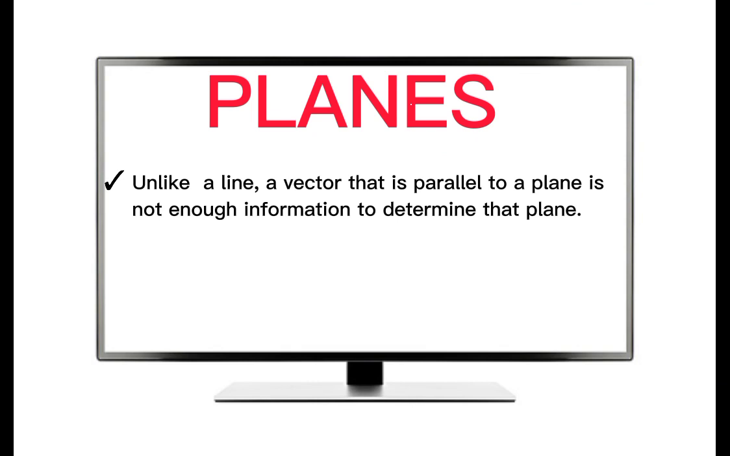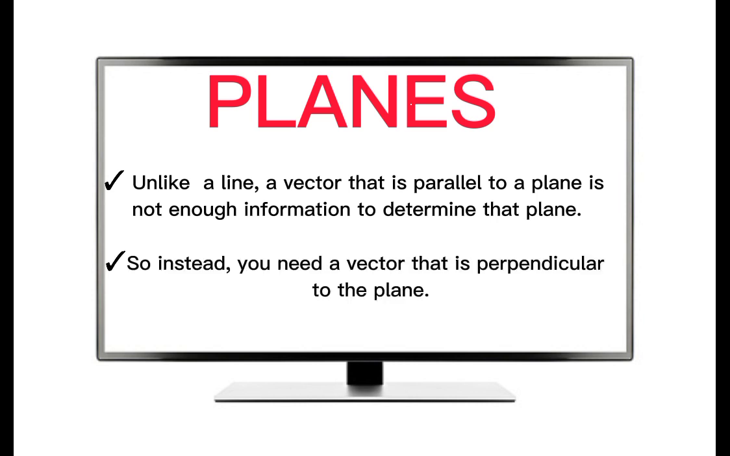Unlike a line, a vector that is parallel to a plane is not enough information to determine that plane. If I give you a point and a vector parallel to a plane, this is not enough information to write the equation of a unique plane. There are multiple planes that will be parallel to that vector and pass through that point.